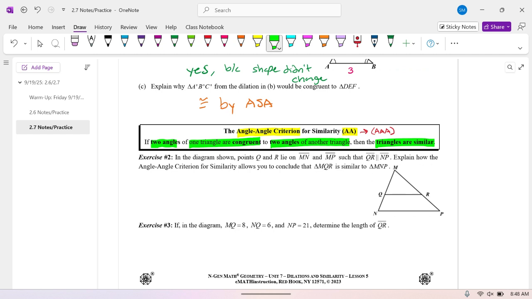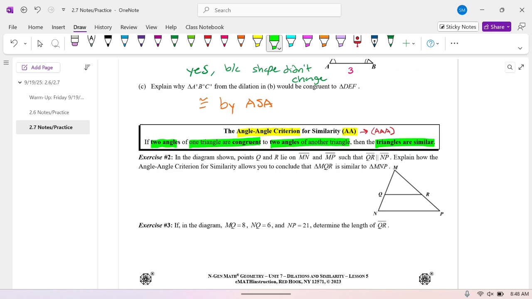Now it's called AA because of the third angle theorem, meaning that if two angles are congruent, that third angle has to also be congruent to its corresponding angle. So that was a very weird way to say that. So two sets of congruent angles. If we have two sets of congruent angles in two triangles, the third set of angles would also have to be congruent through the triangle sum theorem. All right.